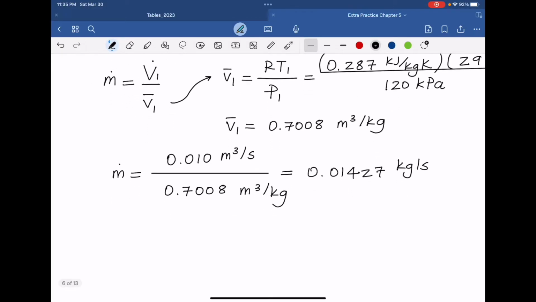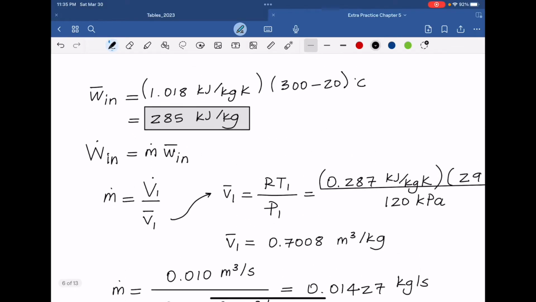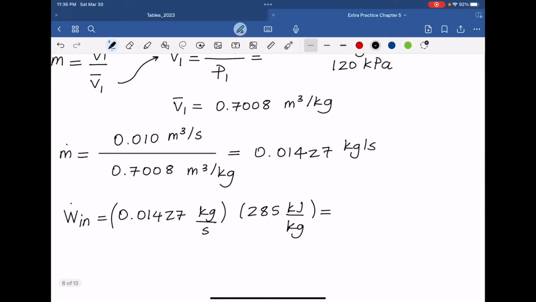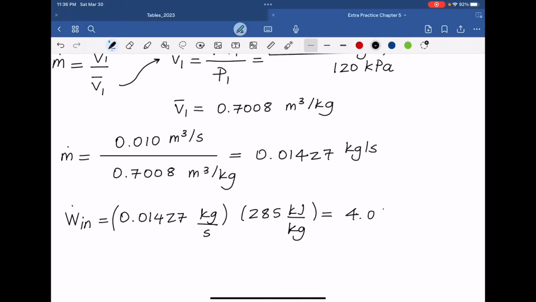We can simply calculate the power. Mass flow rate times specific heat times delta T, which is already calculated to be 285 kilojoule per kilogram. And of course, we find it in terms of kilowatts. And this concludes our solution.